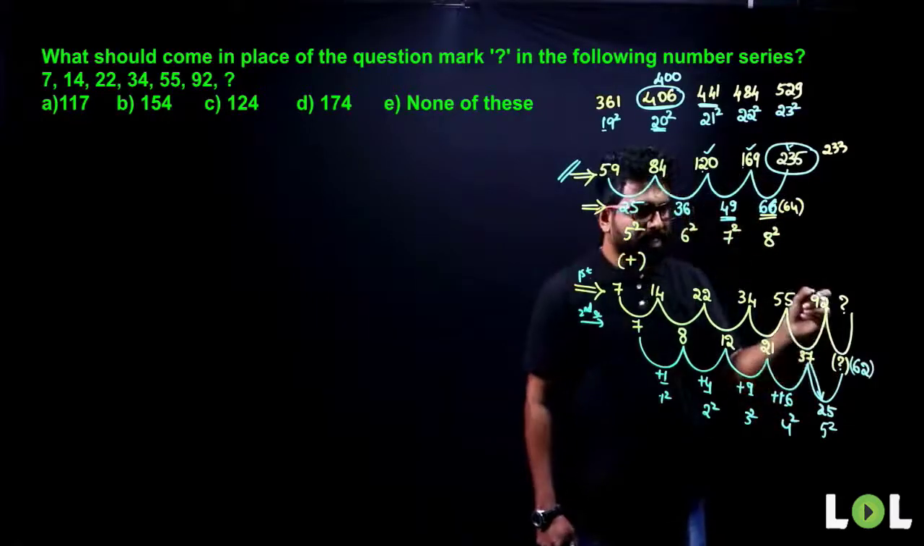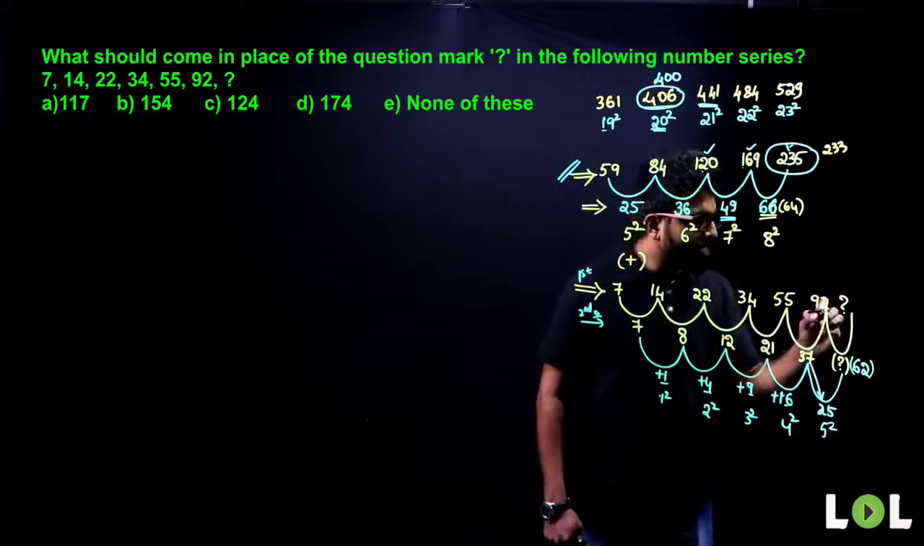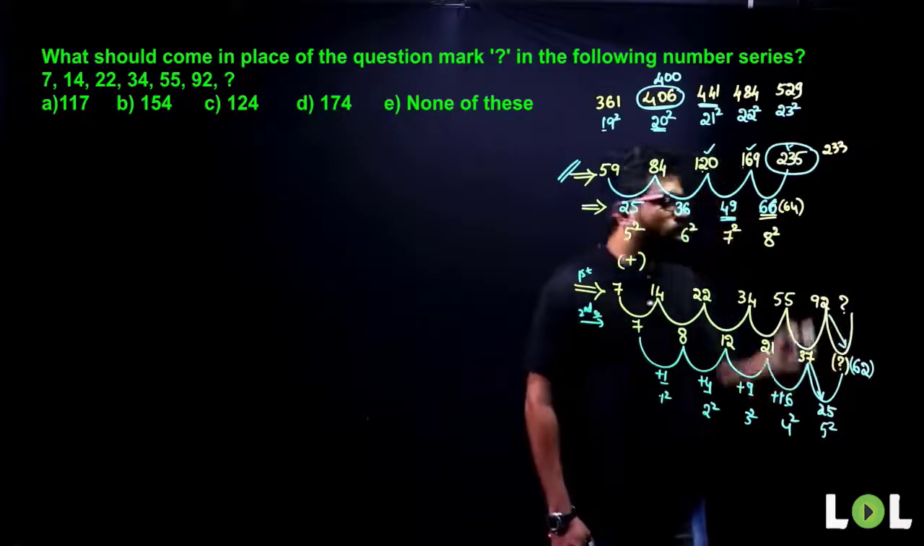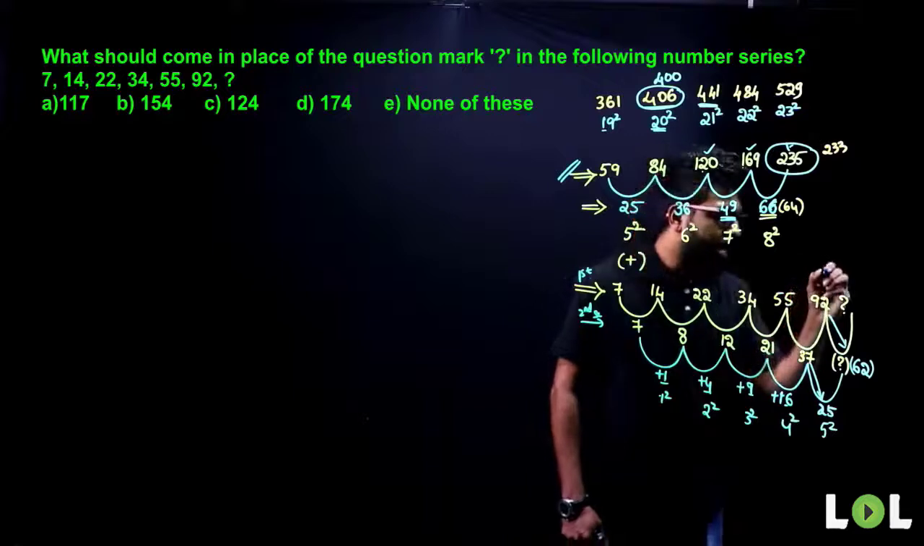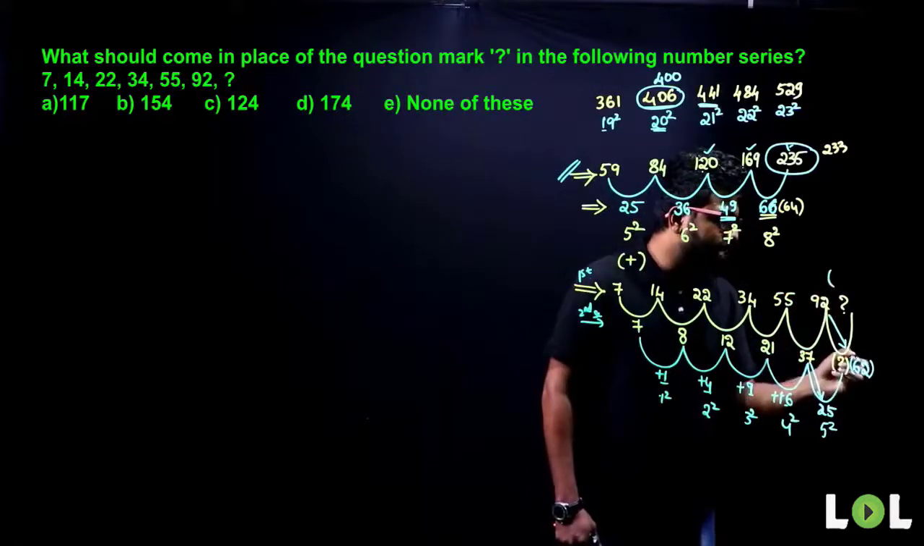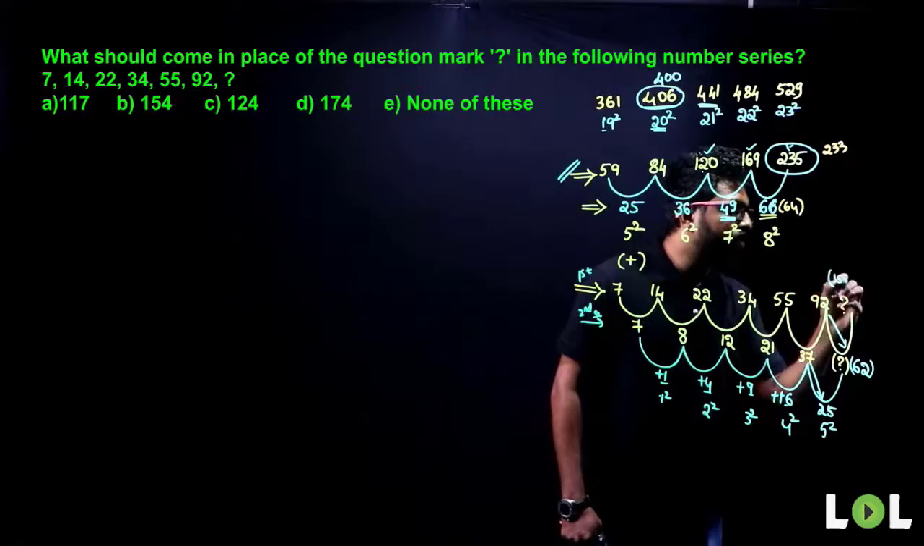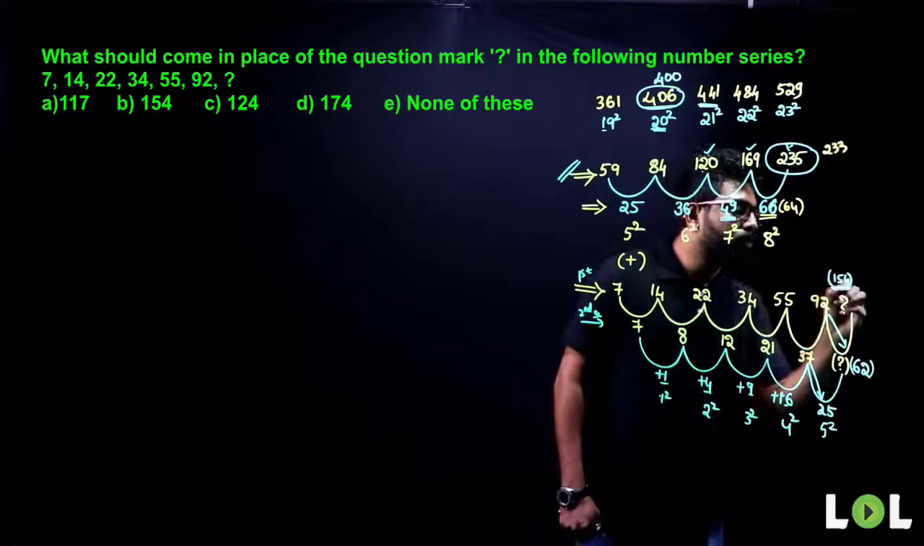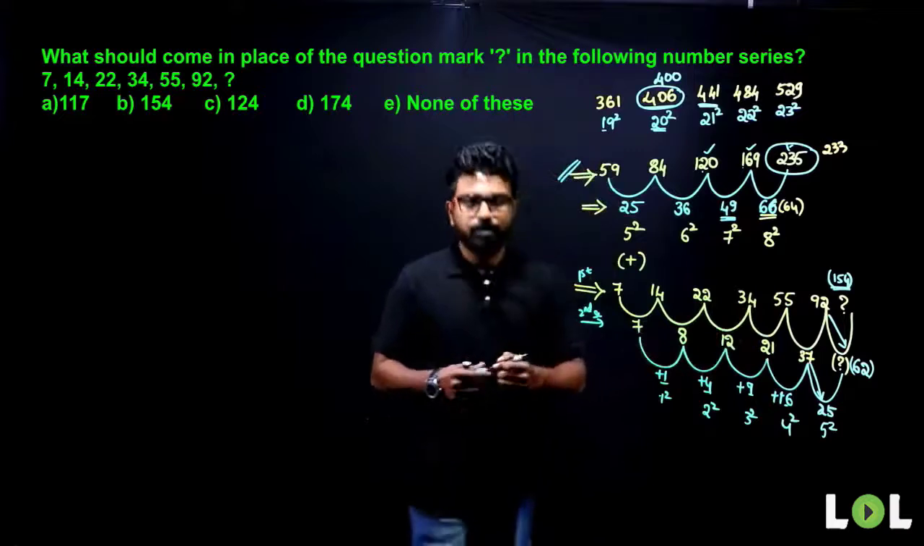How do I get the missing term in my first series? I need to add 62 and 92. What do I get my answer as? I get 92 plus 60 gives me 152. 152 plus 2 gives me 154. So the answer here would be 154. Am I clear?